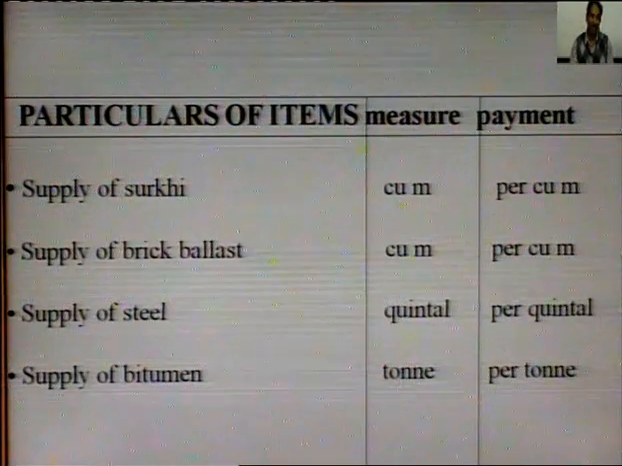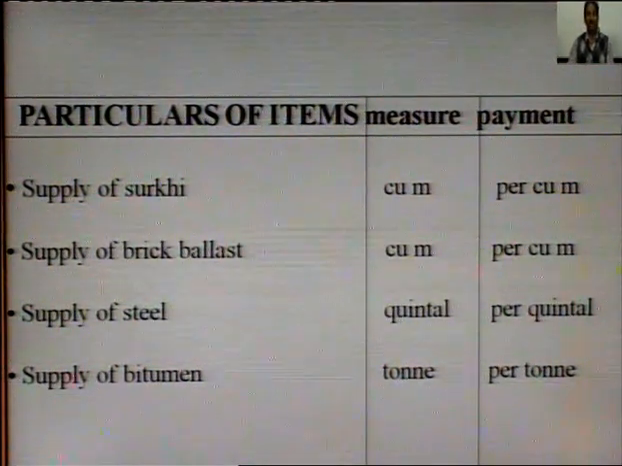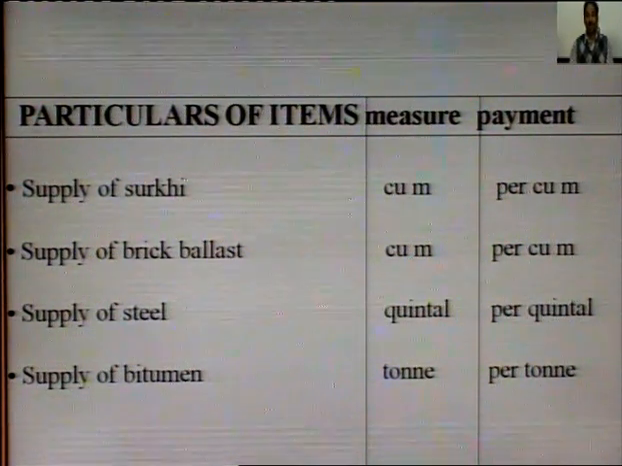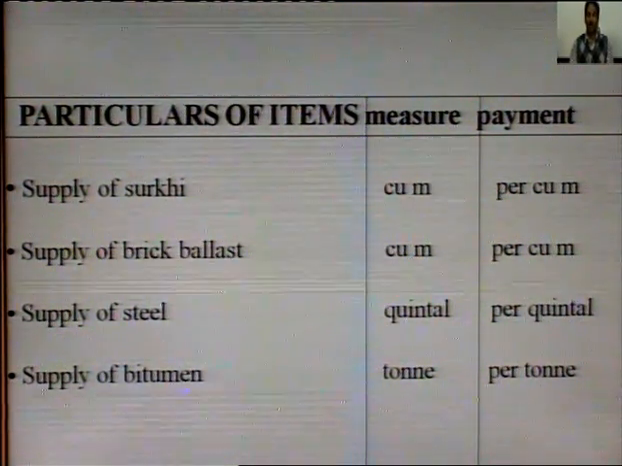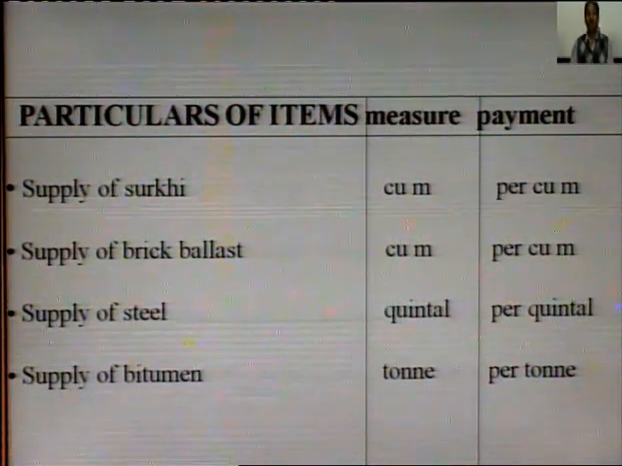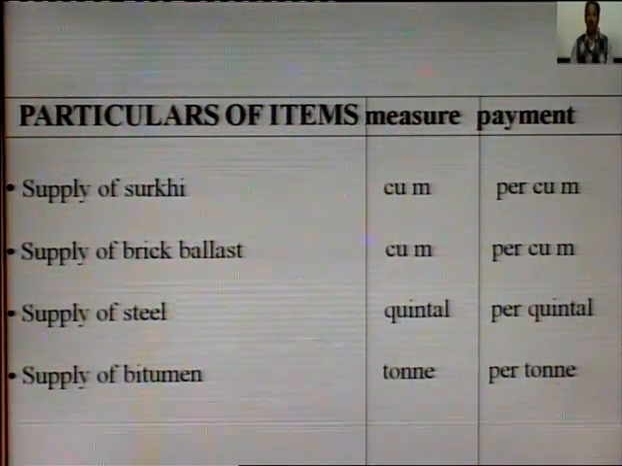So, there are so many items of work measured in cubic content, square meter and running meter or in numbers. So, this topic contains all the various types of measurements and units of measurement.